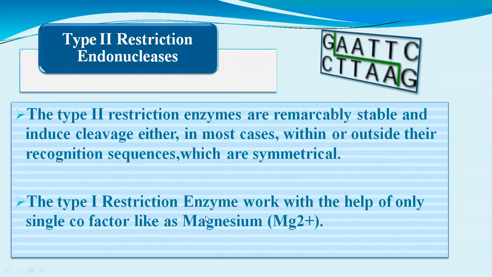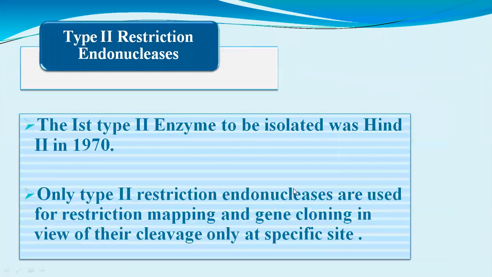So the type 2 restriction enzyme works with the help of only a single cofactor, magnesium. In type 1, we saw that it needs 2-3 cofactors to work properly. But over here, they need only magnesium ion. Type 2 restriction endonucleases need only magnesium ion to work properly. The first type 2 enzyme to be isolated was HindII in 1970, for which they also received a Nobel Prize. We have already talked about it.